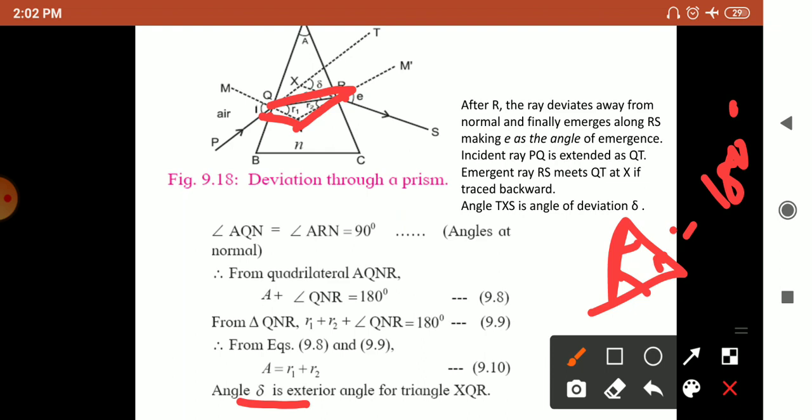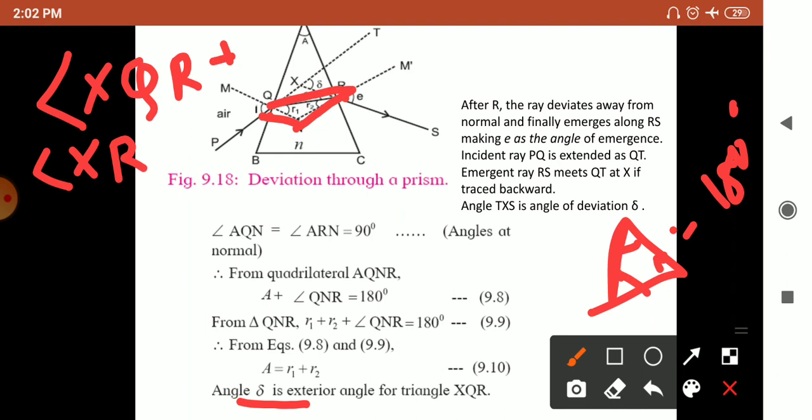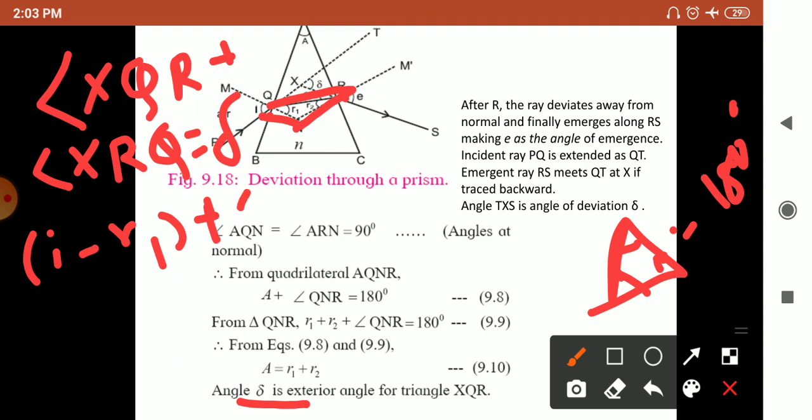Exterior angle for triangle XQR. So here we have angle XQR plus angle XRQ equal to delta. So which is giving I minus R1 plus E minus R2 is equal to delta.